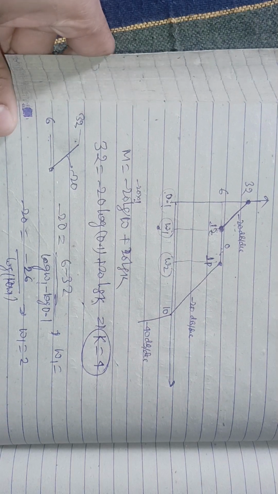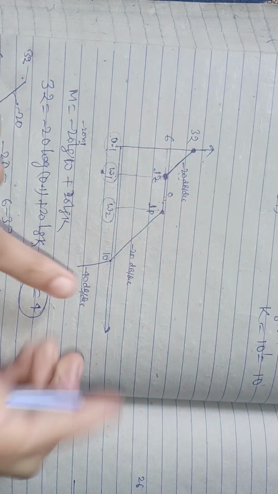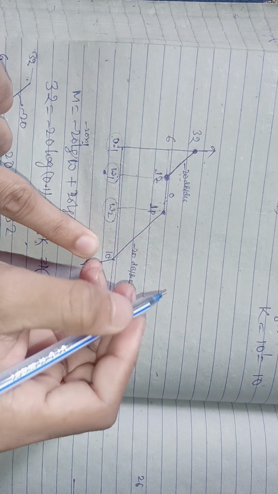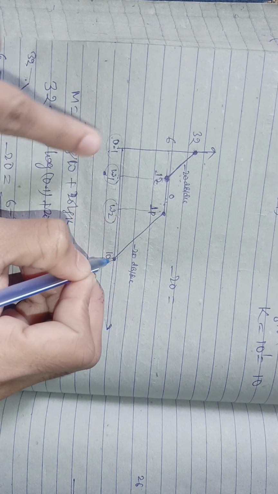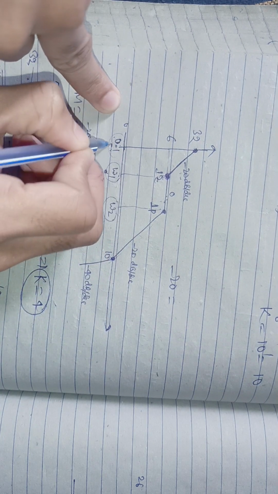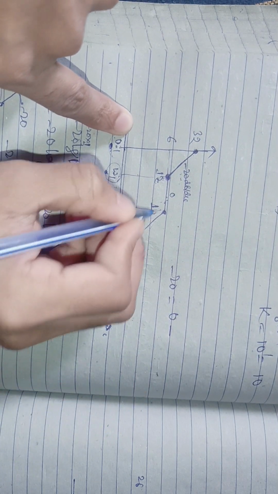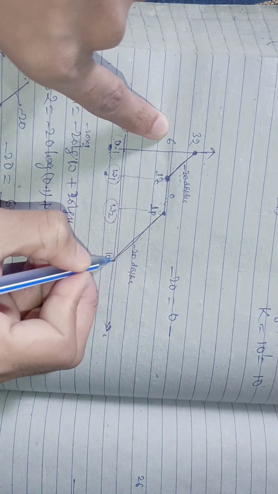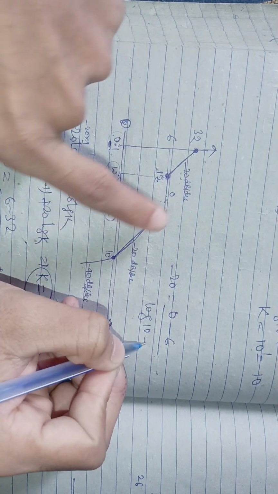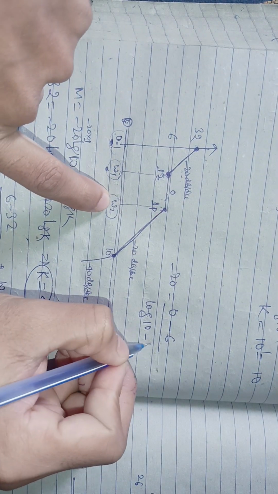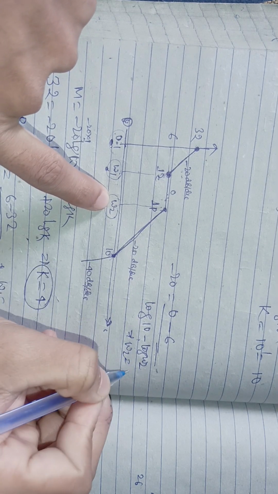In the same way, we apply the slope formula for omega 2 minus omega 1, where the slope is minus 20 dB. Here the magnitude is 0, and at omega equal to 6 the magnitude is 6. So 0 minus 6, divided by log of 10 minus log of omega 2. By solving this we will get omega 2 equal to 5.